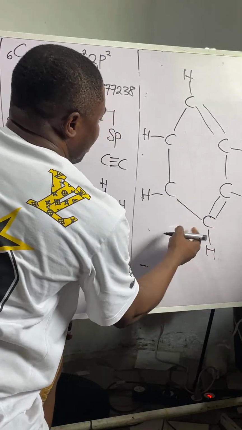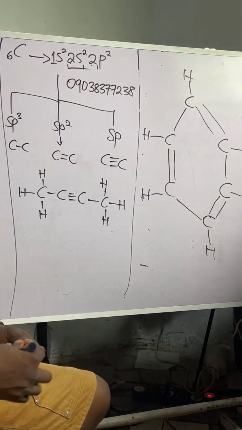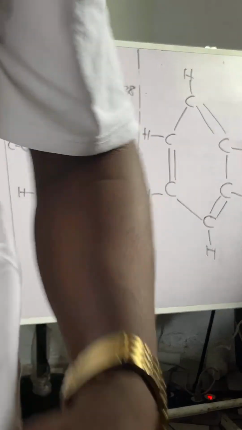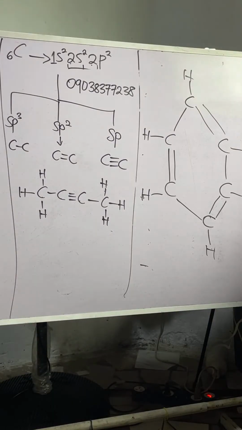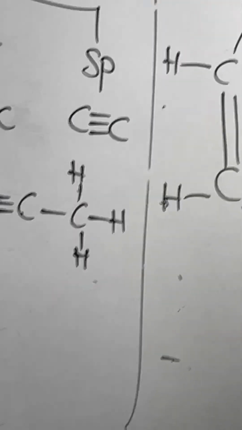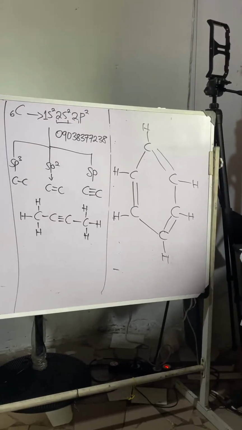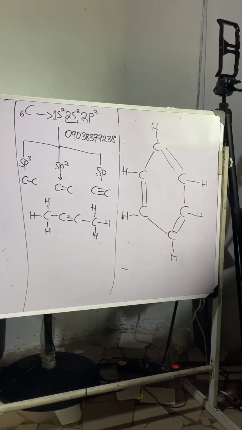So please, what type of hybridization do you see here? This is benzene. As you can see, what type of hybridization do you see? Nobody has given me an answer to that. I've dropped benzene, I've dropped the other compound. So what type of hybridization do you observe there?